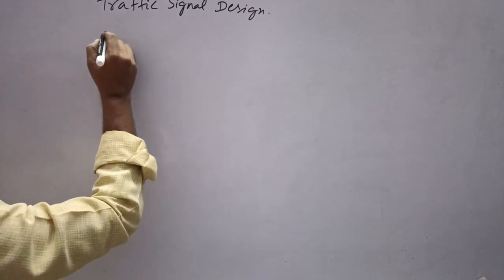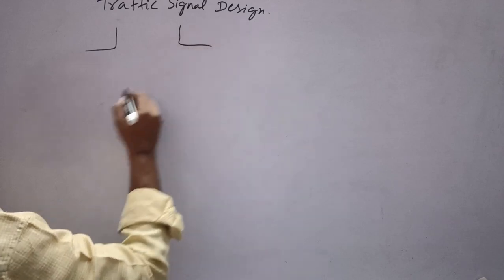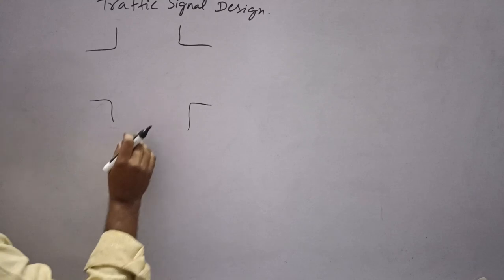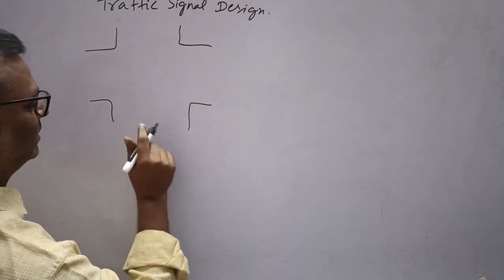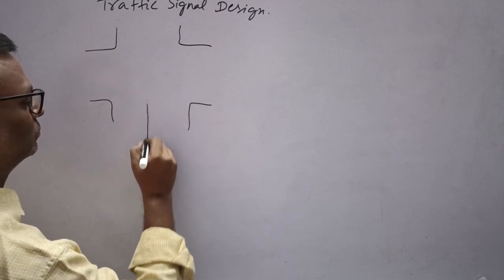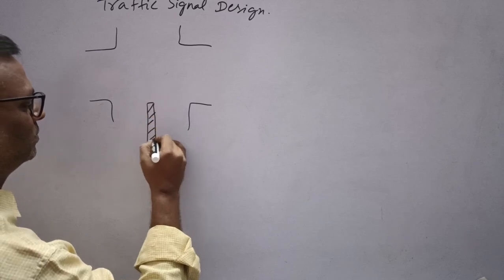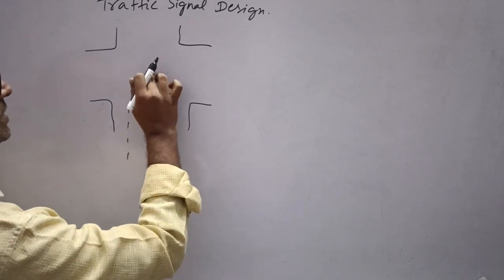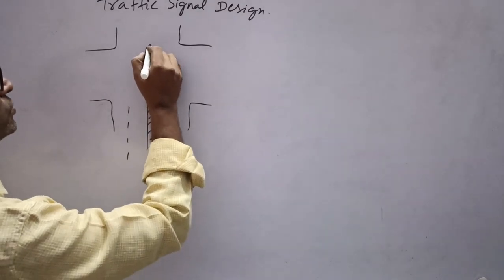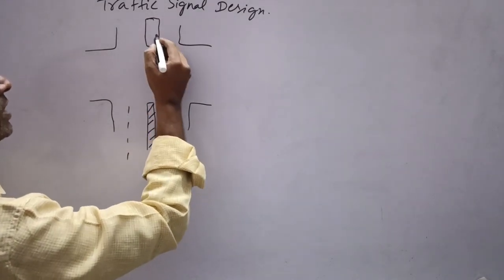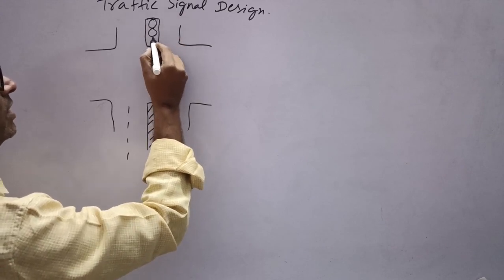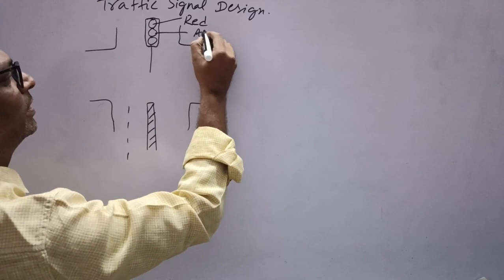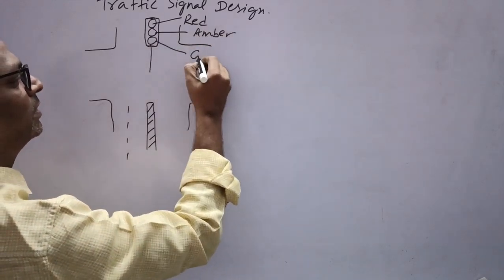Suppose there is an intersection which has four legs, 1, 2, 3, 4, four legs, and suppose I am considering this leg. Suppose there is a divider here and we have two legs. And suppose there is a traffic signal which shows three signals, right? Red, amber and green.